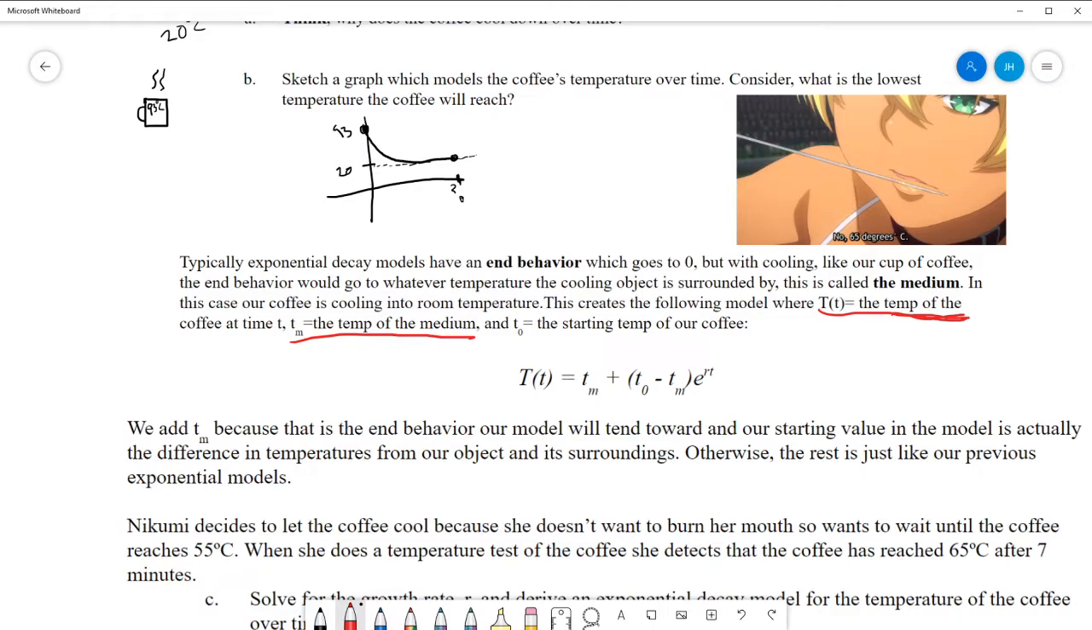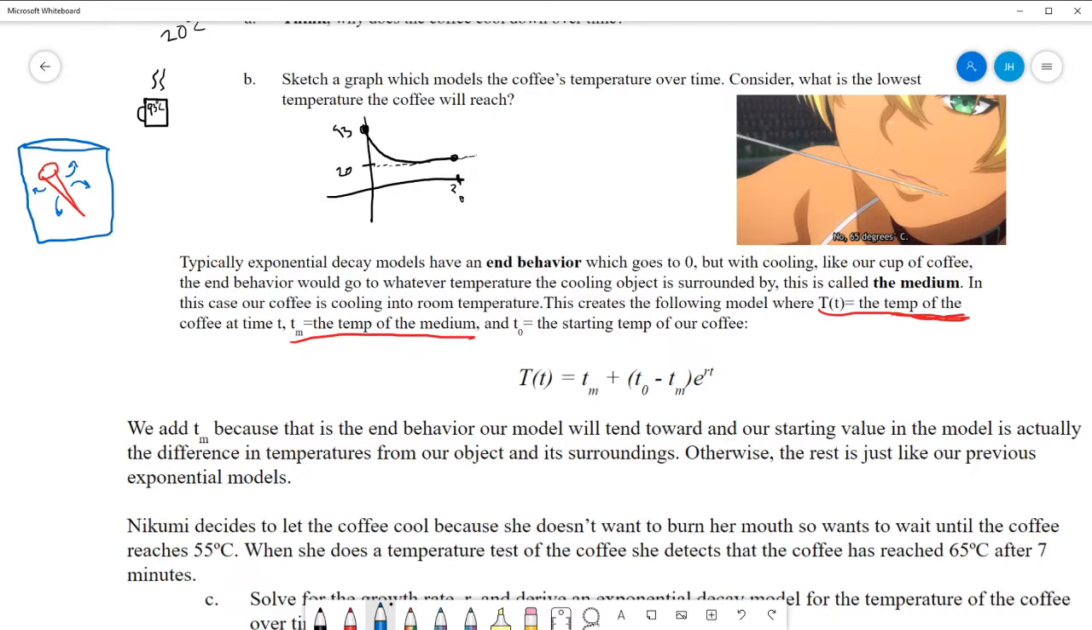Suppose when people are blacksmithing, they have the hot metal that they just worked, right? But then they put it into a cold bucket of water. And what happens is the metal releases its heat into the water, right? So the water is the medium. So the medium can be anything that our hot object is surrounded by, which is cooler.